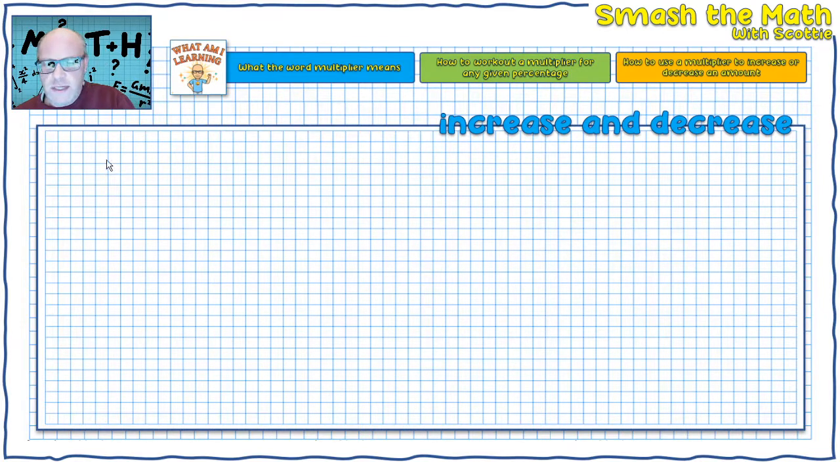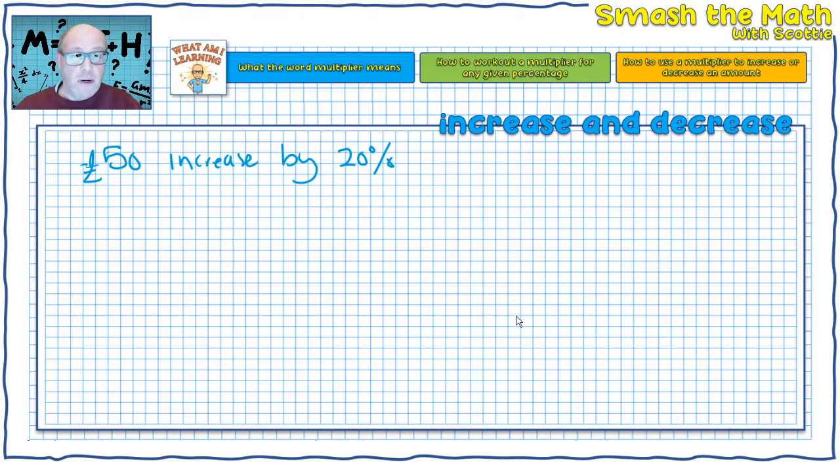So here's an example. If we said we had £50 and we wanted to increase that by, I don't know, 20%. Now this is a calculator lesson. There is another lesson on my channel which shows you how to increase and decrease an amount without a calculator, but this is with a calculator because we're using multipliers. So let me show you.